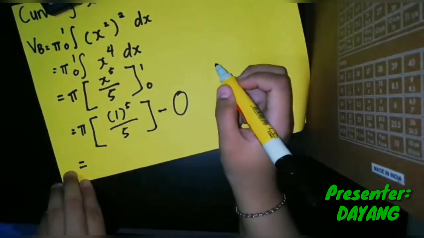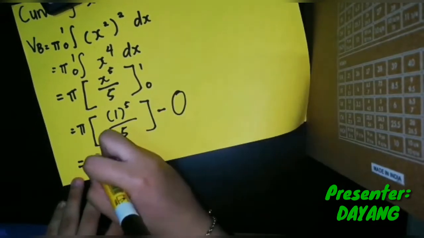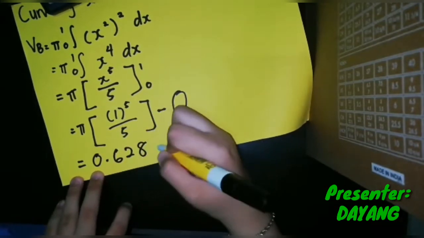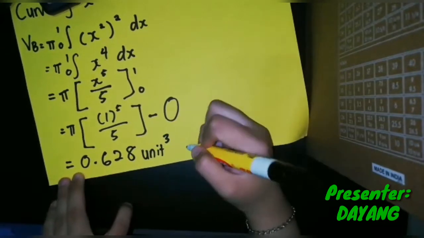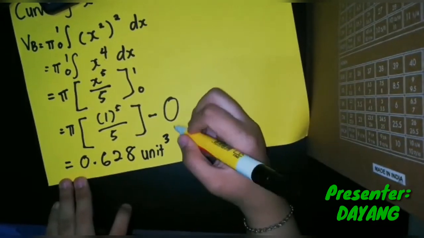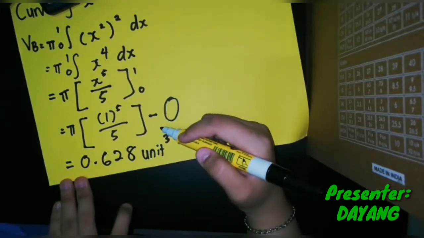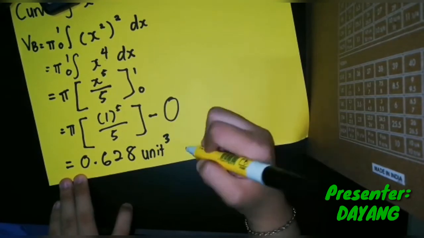The answer is 0.628 unit cube. That is the volume for the shaded region under the curve.